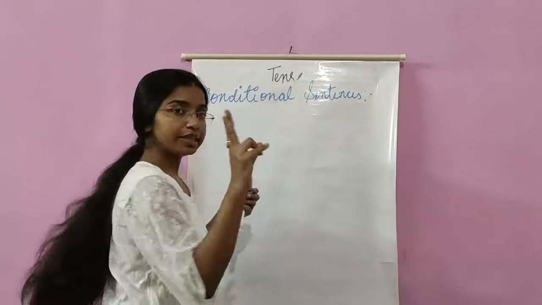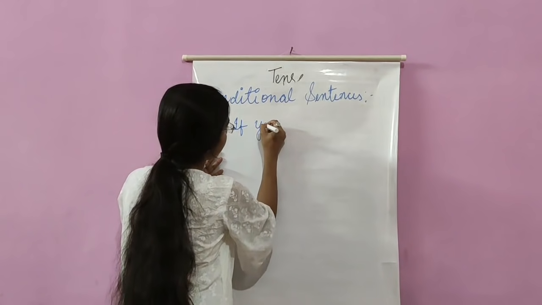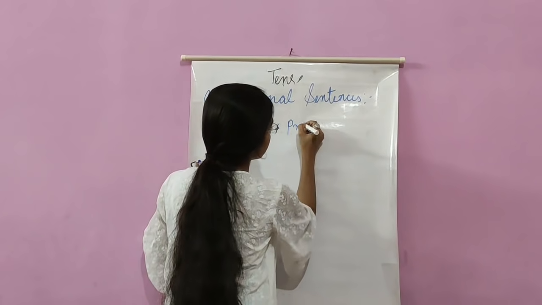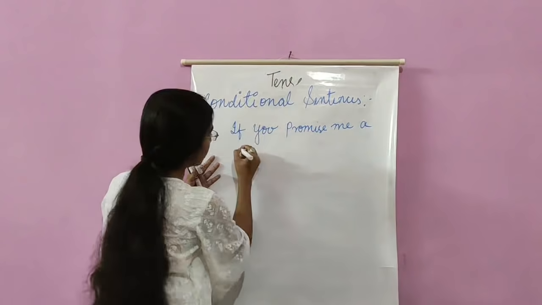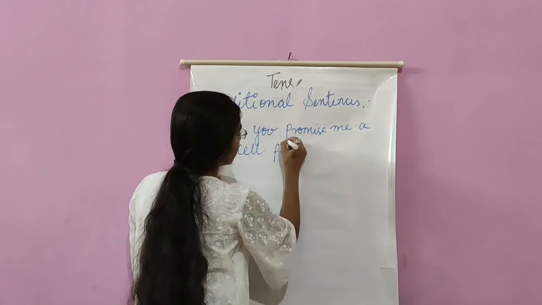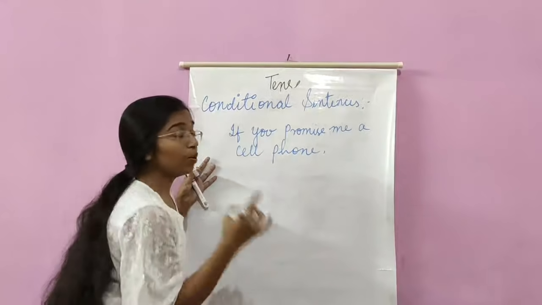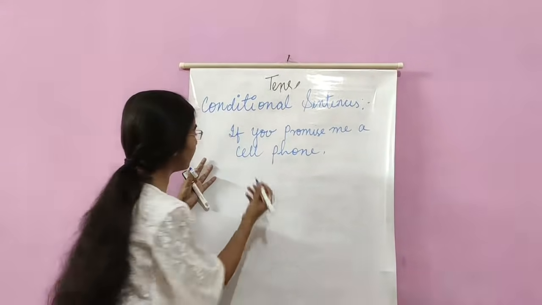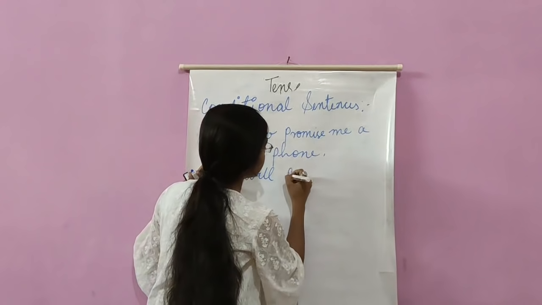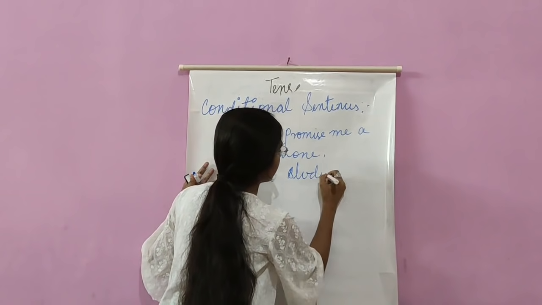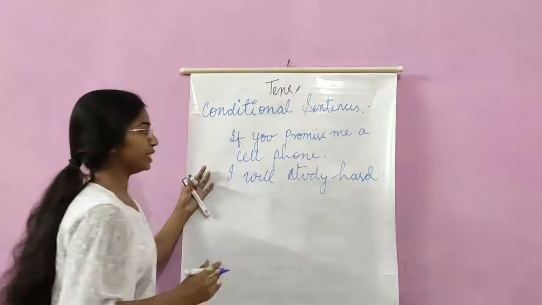Now, there are two statements over here. If you promise me a cell phone, this is the first one, right? If you promise me a cell phone, this is the first thing. Now, if you promise me a cell phone, what is going to happen? I will study hard. Okay? I will study hard.